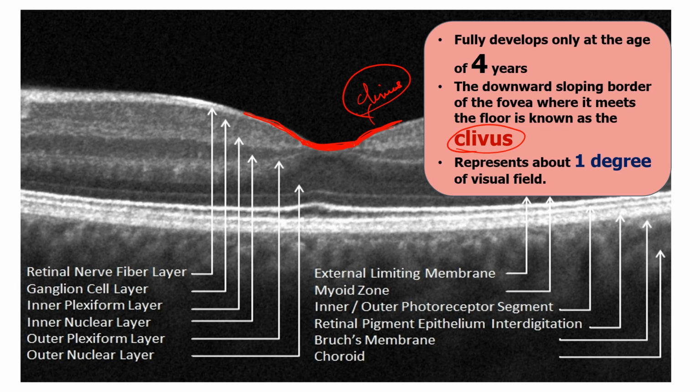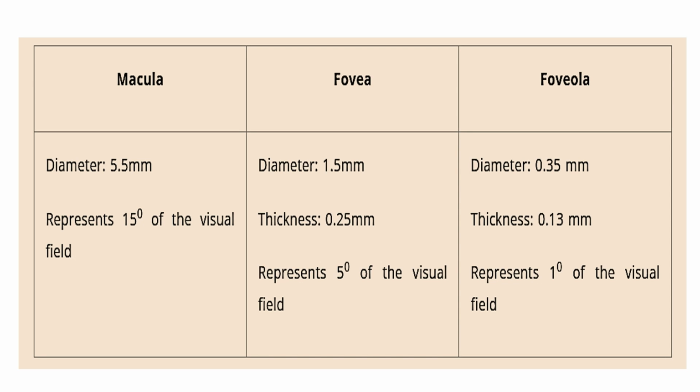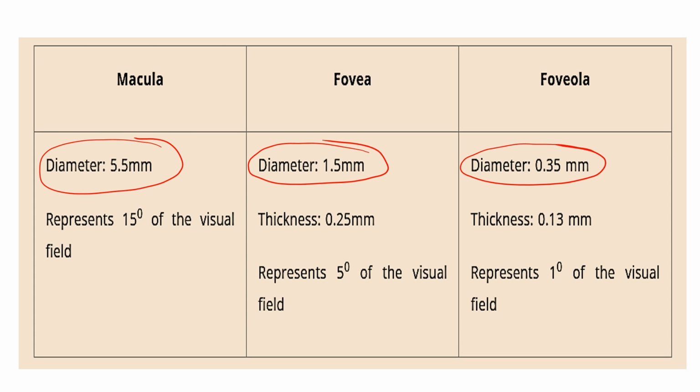Now, when we're talking about the visual field of the foveola, the visual field that the foveola represents is about 1 degree, right? So this is a table of comparison. So macula is about 5.5 millimeters in diameter. Fovea, a region within the macula, is 1.5 millimeters, and foveola is about 0.35 millimeters. Now, macula represents about 15 degrees of the visual field. Fovea represents about 5 degrees of the visual field, and foveola represents about 1 degree of the visual field.